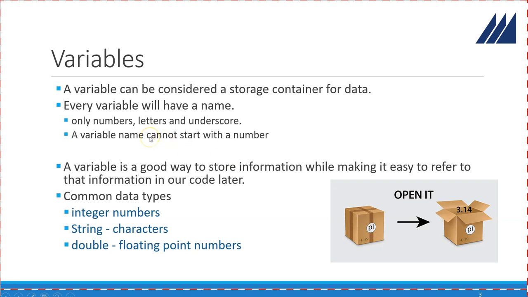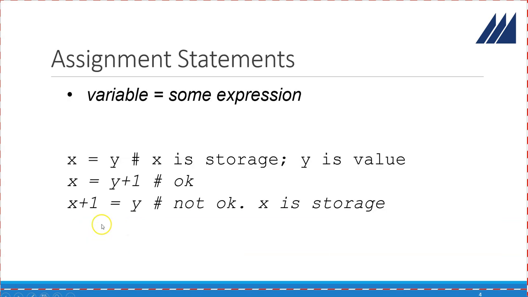When it comes to creating variables in Python, there's a certain way to create them. First, the name of the variable must be all numbers, letters, or underscores. You cannot have special characters as part of the name of a variable. A variable name cannot start with a number. It's okay to start with an underscore or with a letter. There are different types of variables, and we saw some of them before. We have numbers such as integers and doubles or floating points, and we also have strings, which are characters.